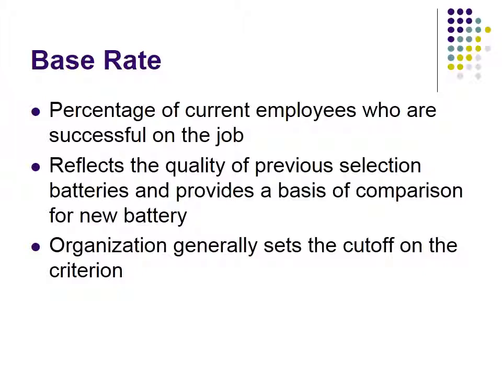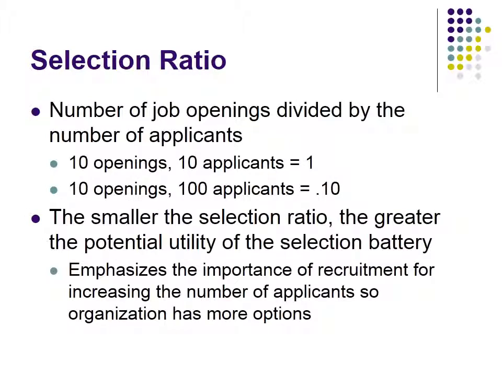Organizations generally set cutoffs based on a criterion. So basically, the criterion is performance. Again, what is minimum performance? What is the number of people in the organization currently that are making that minimum of performance?